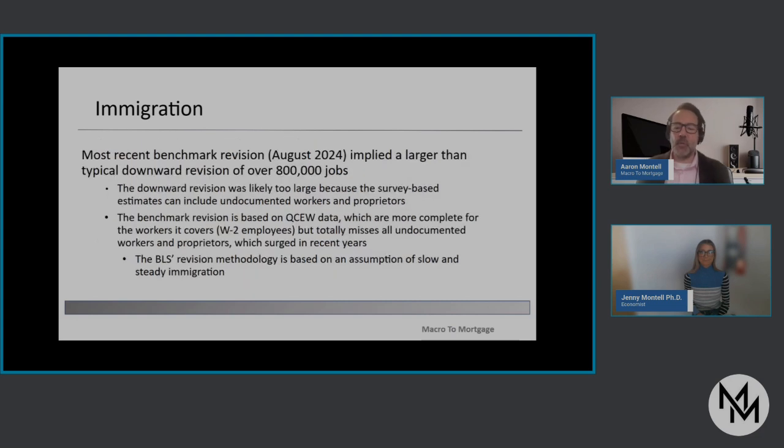Okay. And so the most recent benchmark revision this last summer implied a larger than typical downward revision of over 800,000 jobs. And that caused some consternation and questioning. It is likely that that downward revision was too big because those survey based estimates can include undocumented workers and proprietors, but they're being benchmarked to a data set that doesn't include those. And again, this is the consequence of that surging immigration and the benchmarking process not accounting for that.